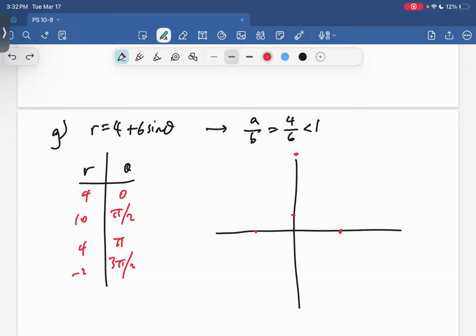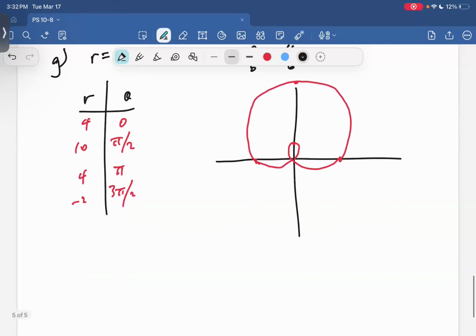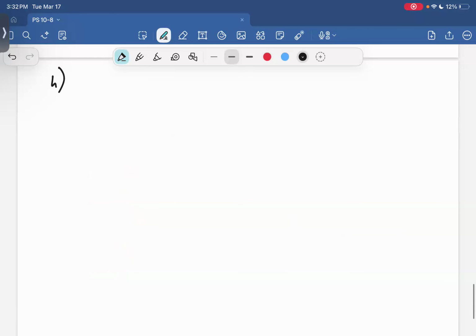Okay, it's not very symmetrical, right? Could be better. All right, we have some rose curves now.